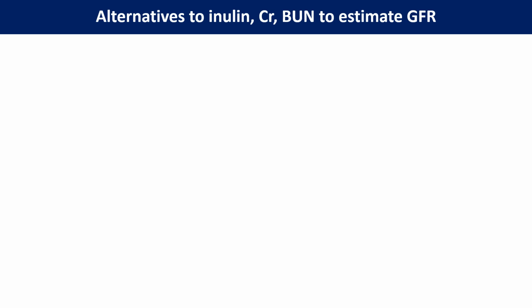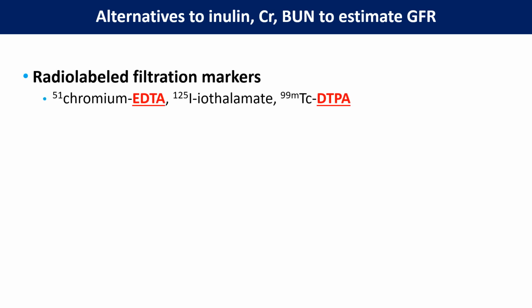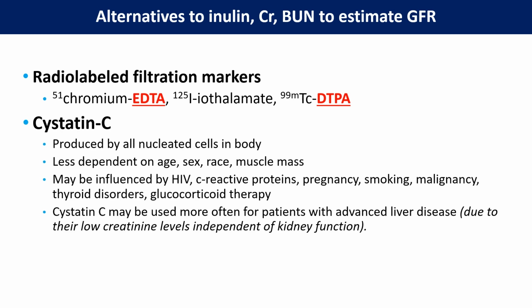In addition to inulin, creatinine, and BUN, we have other biomarkers that may be used clinically to estimate GFR. These include radiolabeled filtration markers, including chromium EDTA, iothalamate, and technetium. We may also use cystatin C. Cystatin C is produced by all nucleated cells in the body. It is less dependent on age, sex, race, and muscle mass. However, it may be influenced by HIV, the presence of C-reactive protein, pregnancy, smoking, malignancy, thyroid disorders, and glucocorticoid therapy. Cystatin may be used more often in patients with advanced liver disease.